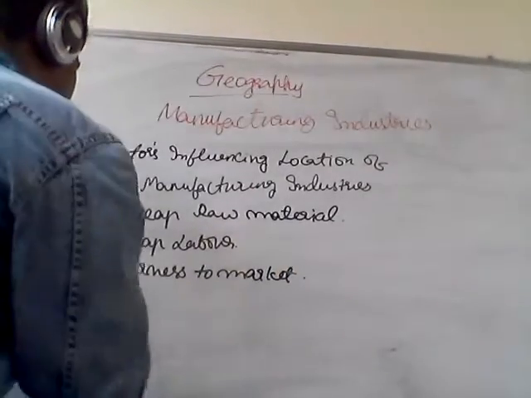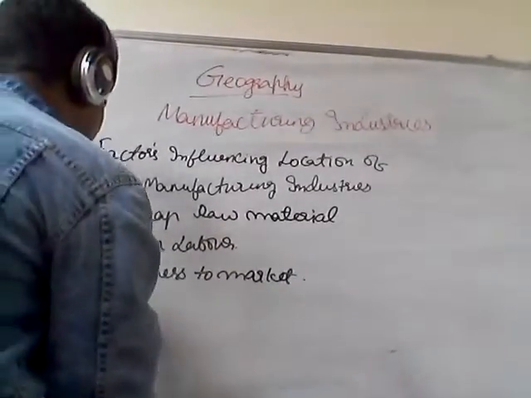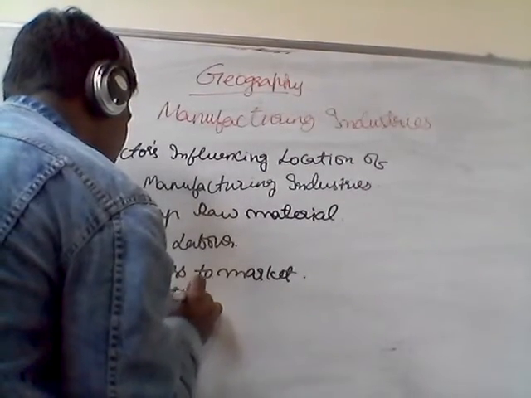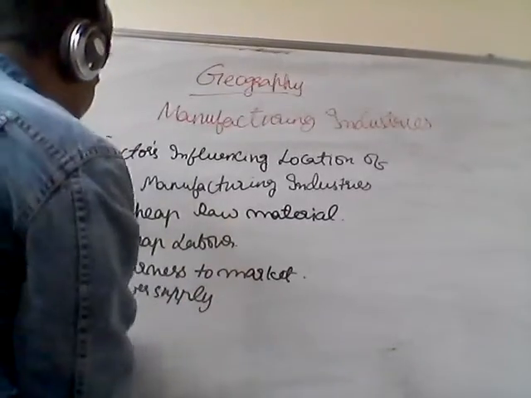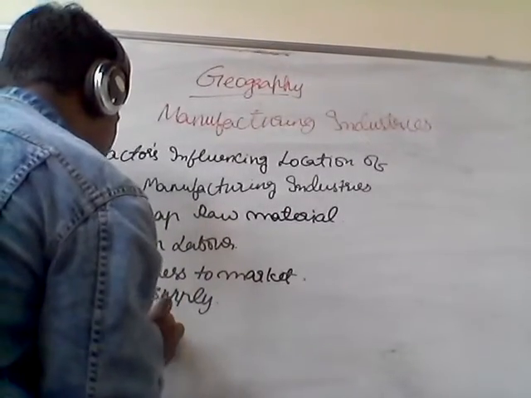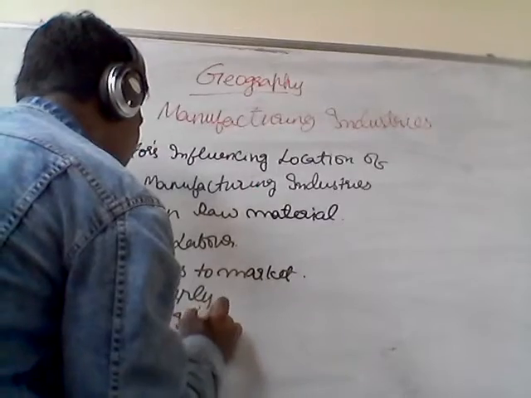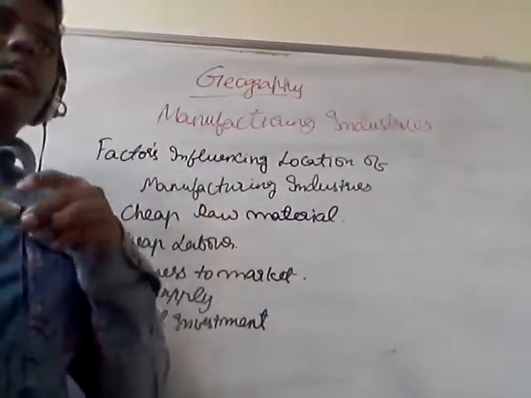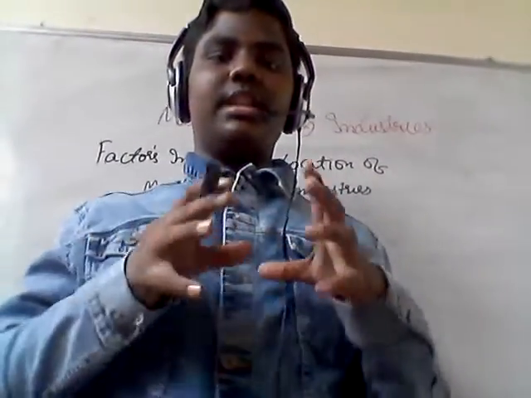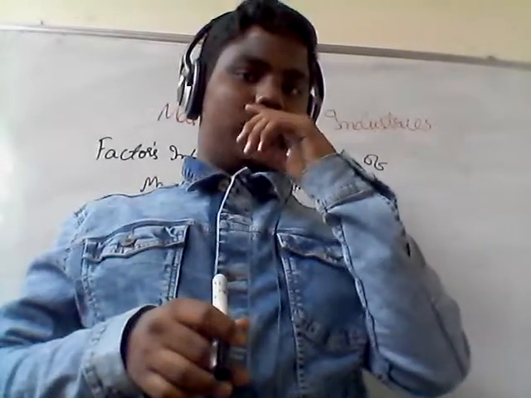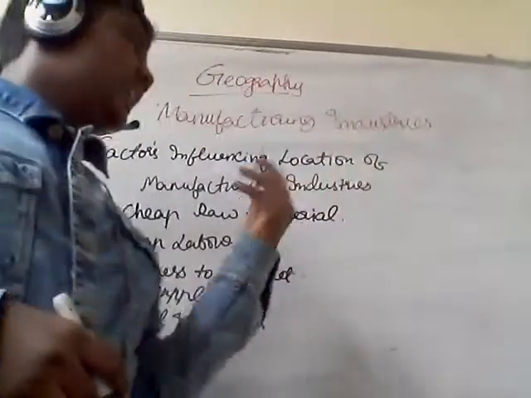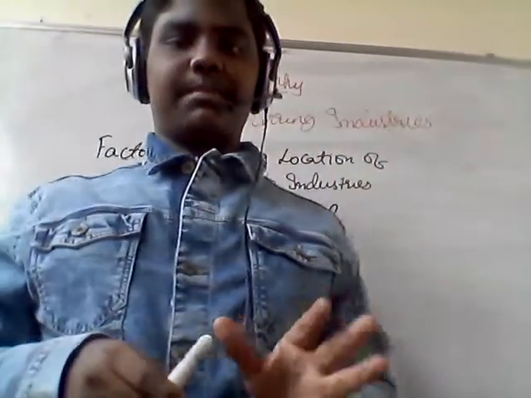Then the fourth one I would be checking is power supply. How is the power supply? And then I would even be checking the capital investment. What do you mean by power supply? The electricity. Now I want to set up an industry near an area where I have a continuous electrical energy flow, meaning there is no power cut. Frequent power cuts are not there. I will choose an area where I have continuous power supply.